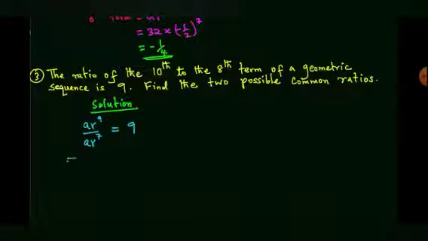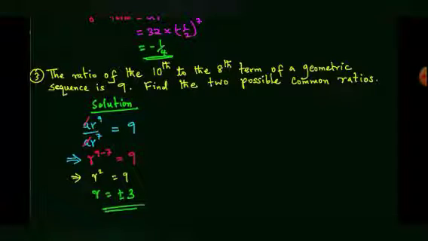So this implies that, of course, A cancels with A. So we have R power 9 minus 7 equals 9, by way of indices. So R squared will be equal to 9. And therefore R is plus or minus 3, the square root of 9. So the 2 possible common ratios are 3 and minus 3.